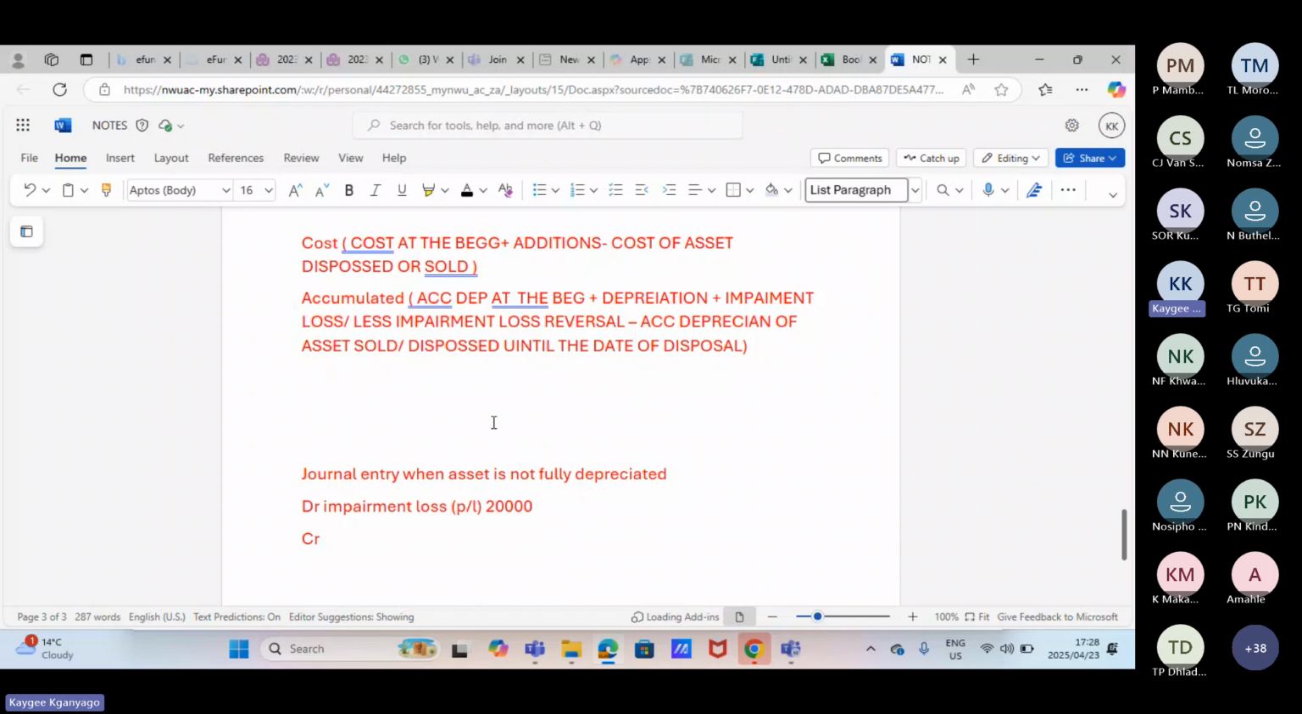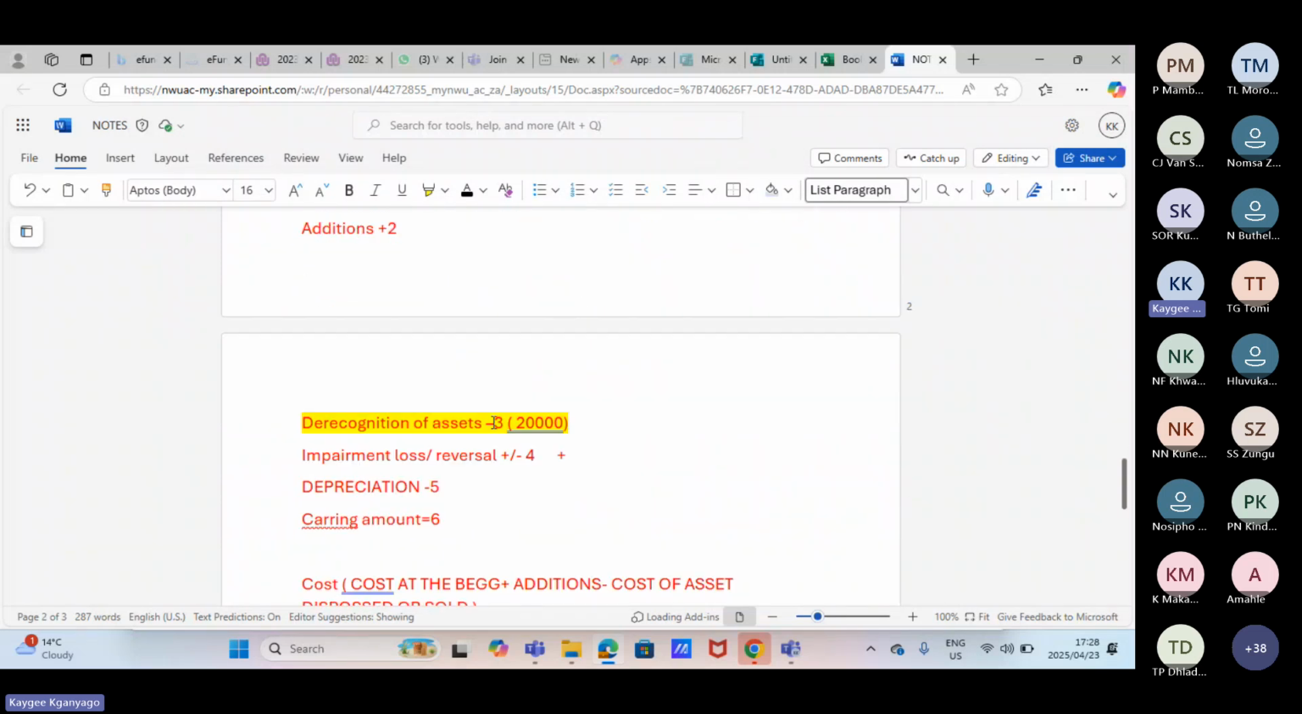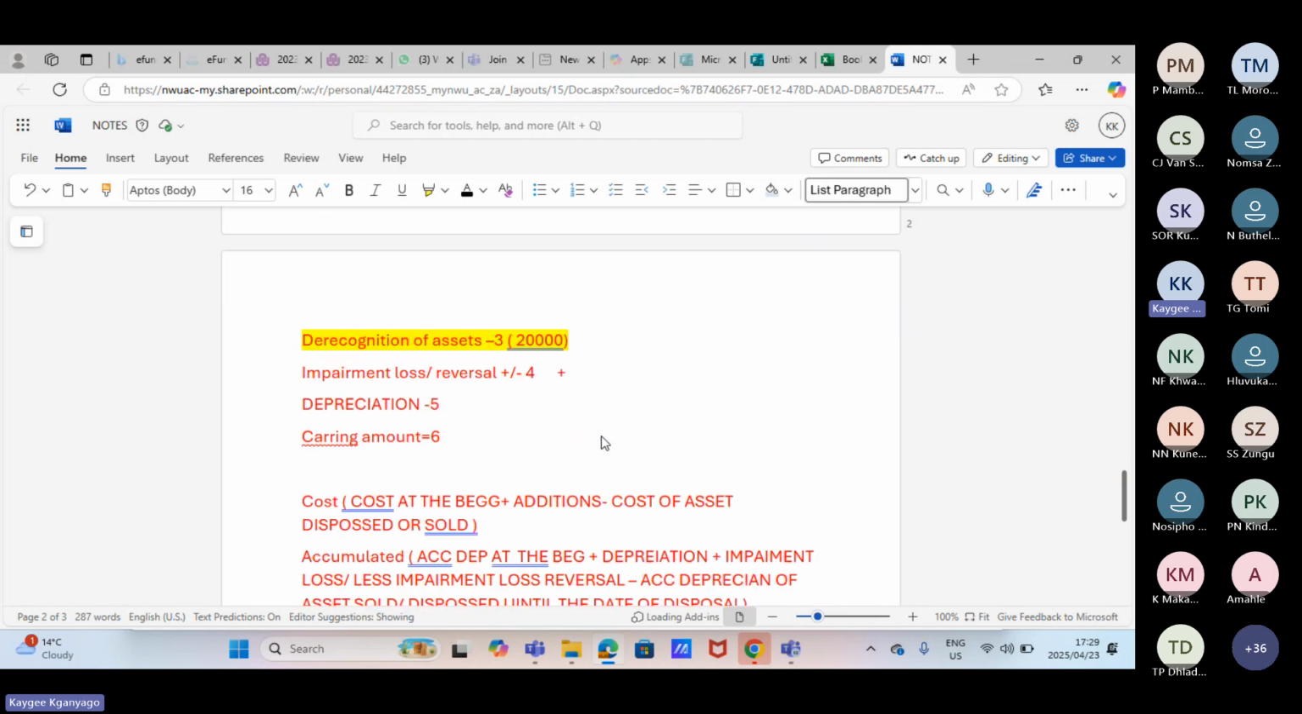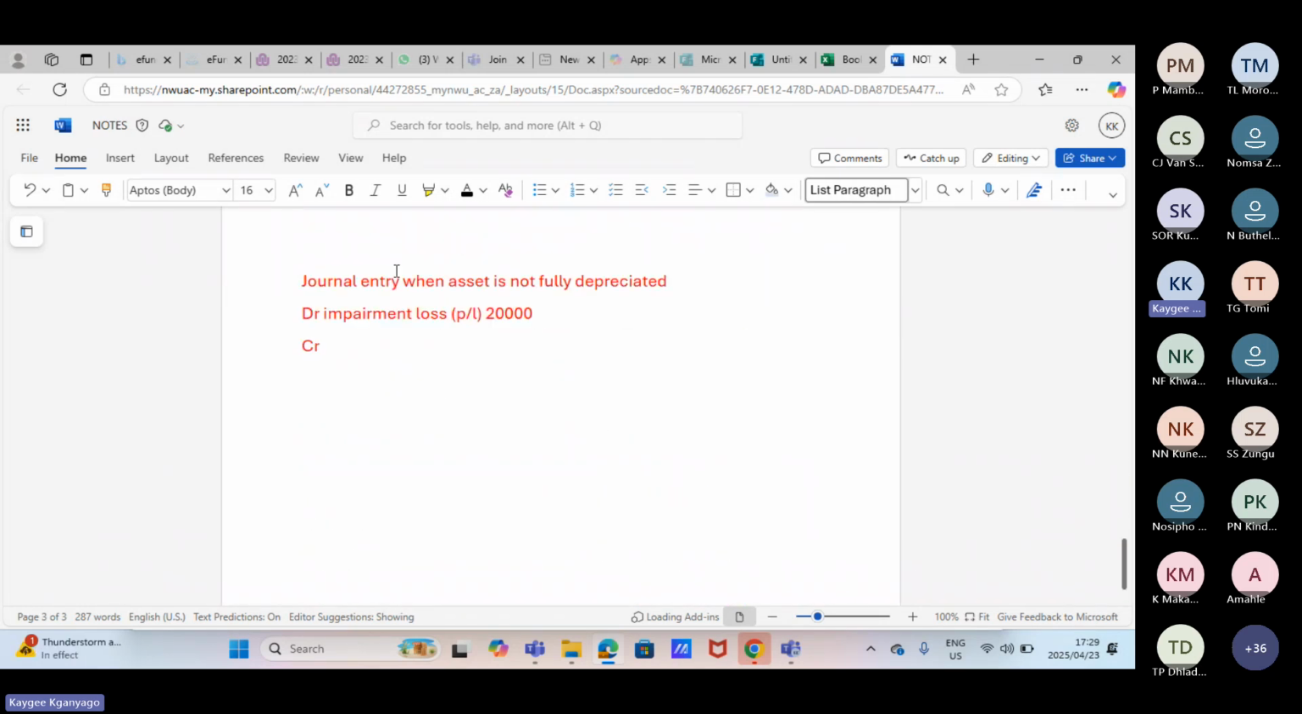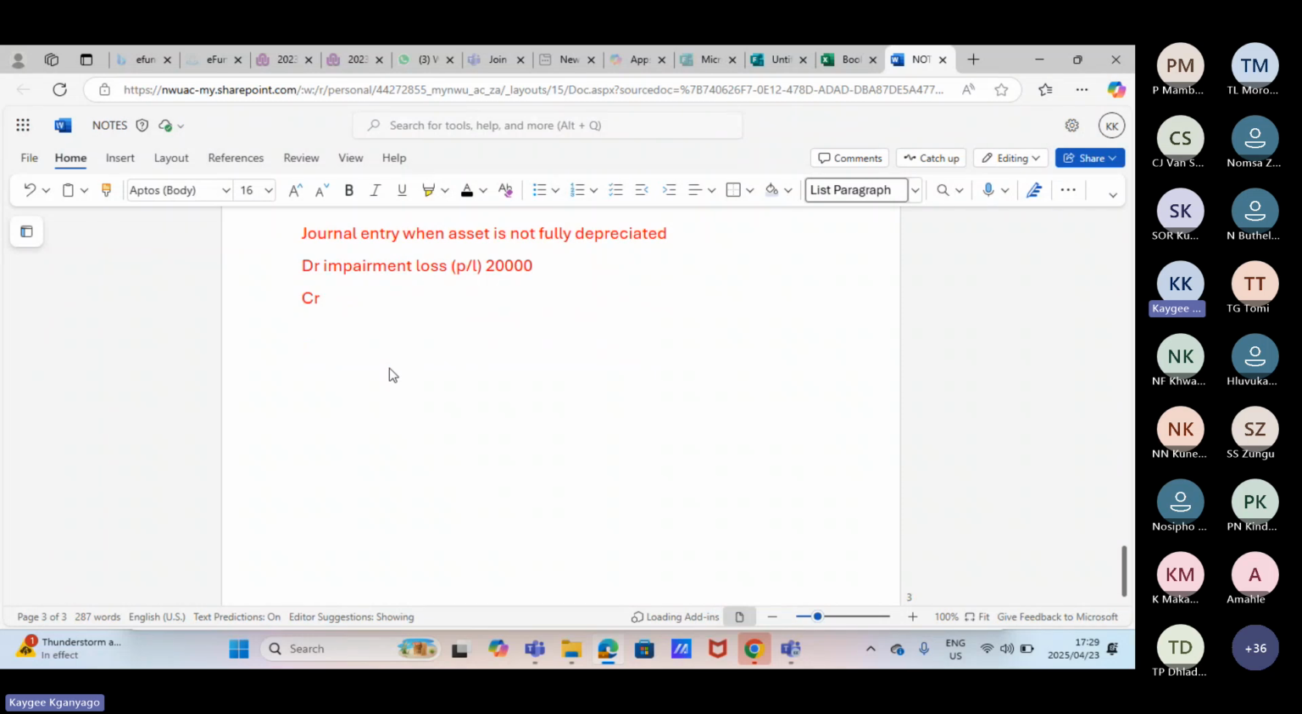Okay, my question is, let me come here. On my PPE note, I have the recognition of an asset, ne, with the amount of 20,000. I have this amount because the asset is not fully depreciated. Do people agree? Yes. But in terms of journal entries, in my PPE note I will call it the recognition of asset at carrying value, or disposal at carrying value. In terms of my journal entries, if an asset is not fully depreciated, what must you do? You must impair the asset, ne? Now I want that journal entry.